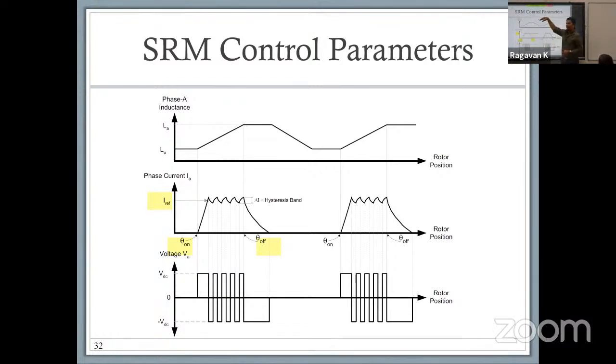The current goes up to its rated value, and then it has to be turned off and the phase is off. That's called single pulse mode. Single pulse mode can give you a much higher torque. It can give you an efficiency increase as well to quite an extent, but it can lead to a massive torque ripple because you're not controlling the current.